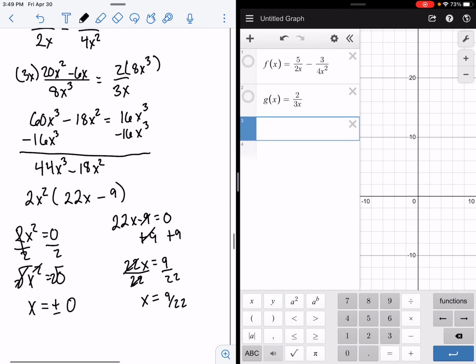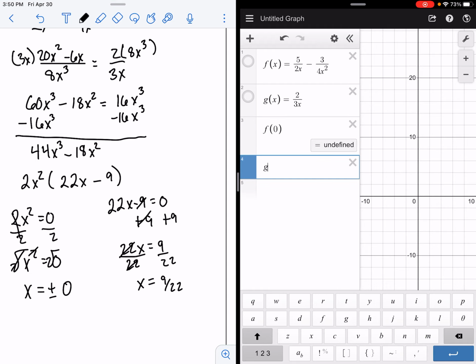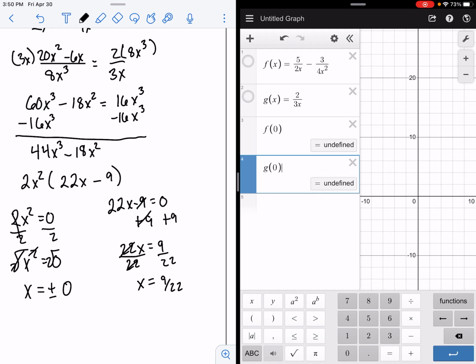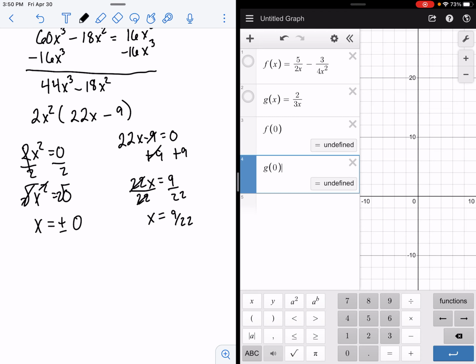I then want to evaluate each of these functions at the zeros I found. So I'm going to go f of 0, and I get undefined. Then g of 0 is also undefined. The reason being, I can't divide by 0. Because it's an undefined number, we say 0 is extraneous. All extraneous means, remember, is that when you plug that number in, it does not work. So it's not a good solution.